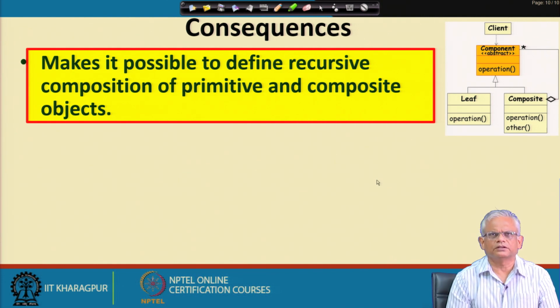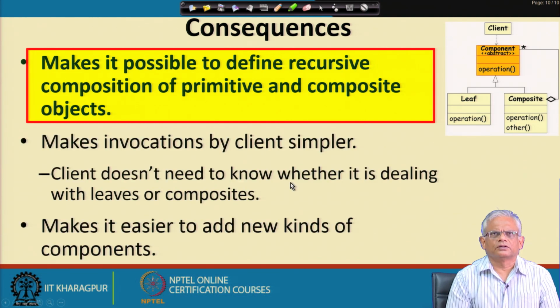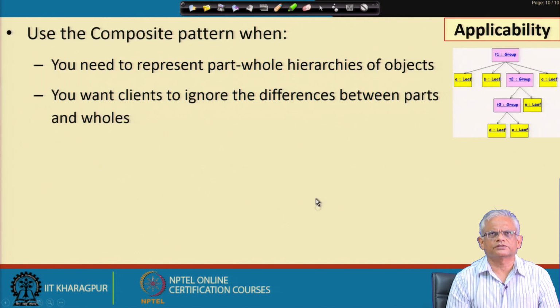In this pattern, it becomes possible to define recursive composition of the primitive and composite objects. That was what was required to form the groups. On the client side, the client invocation is very simple and does not have to distinguish between the composites and the primitives. From the programming point of view, one can easily add new kinds of primitives and composites.